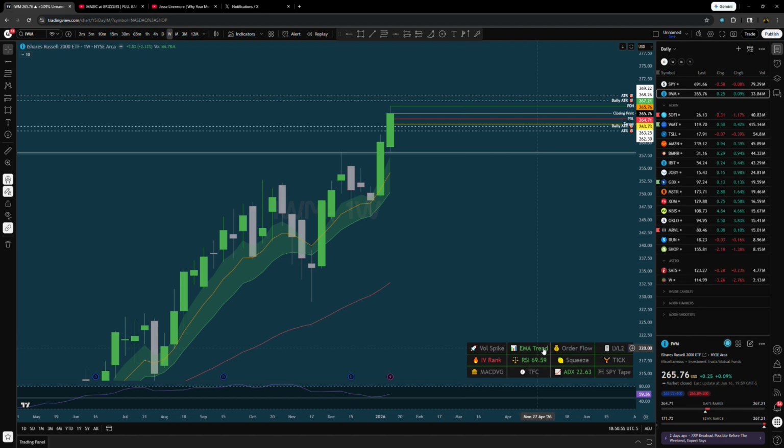The EMA trend, this is very simple. If the EMAs are bullish, if the EMA trend is bullish, it'll be green. If it's bearish, it'll be red. Neutral means it's mixed. So obviously we see here on IWM the EMA trend is bullish because the 13 is above the 50 is above the 200, and the 200 is above the 325, etc. If it was the opposite direction, it'd be bearish.